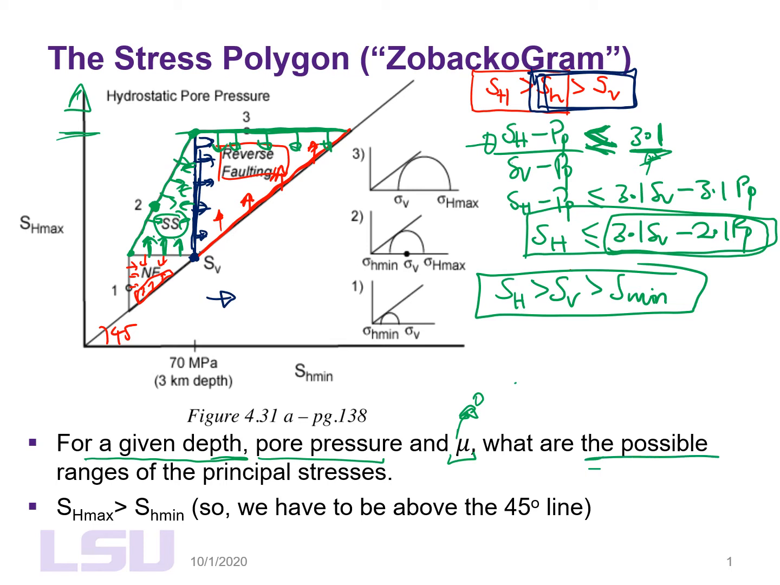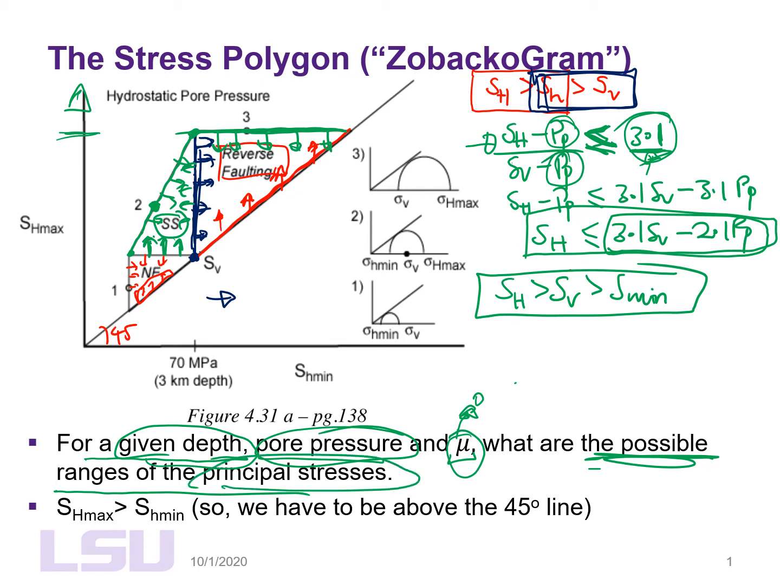We want to know the possible ranges of principal stresses. That's what we get from the stress polygon. Given a depth, that will give us the vertical stress, right? The overburden. Given the pore pressure, we'll be able to take that out of the total stresses. Given mu, we're able to get 3.1. What are the possible ranges of the principal stresses? And that's how we came up with all those brackets, those constraints on the range of the other principal stresses. As we already know, we're just looking for ranges for SH max and SH min.